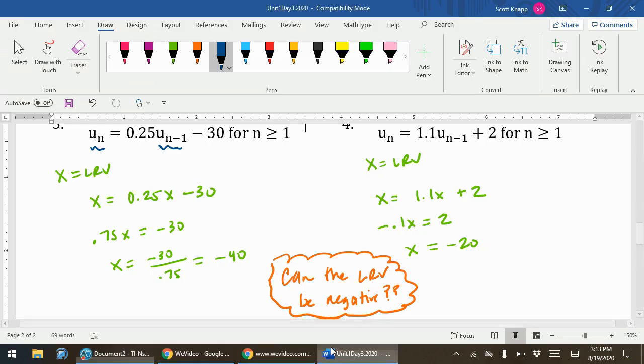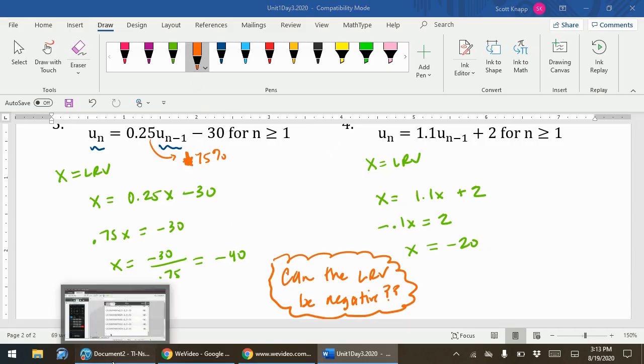And if we think about why that is, if we multiply by 0.25, that means that we're losing 75% of the previous term. And then on top of that, subtracting 30. So I think at some point we could end up subtracting more than we have, and that would put us negative. So that makes sense that that could happen.